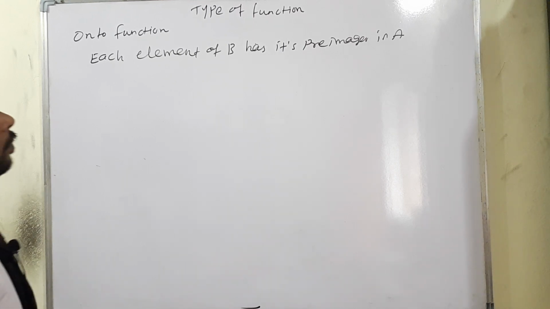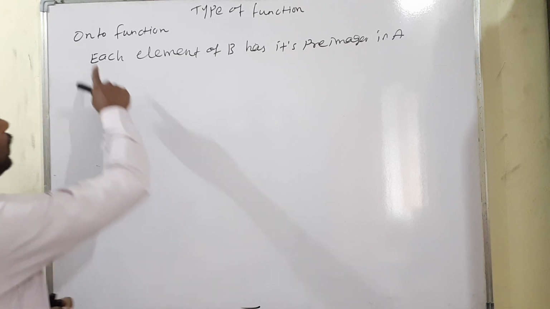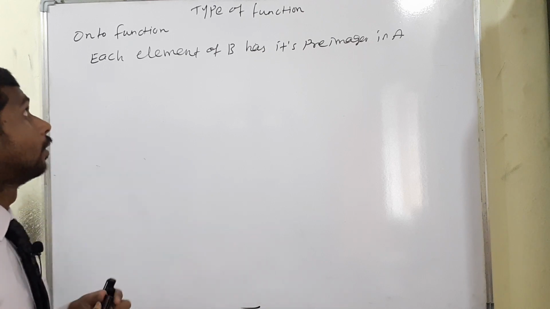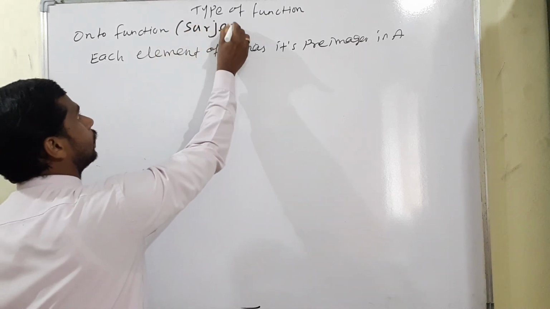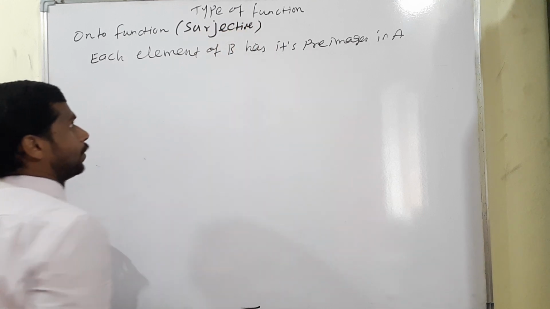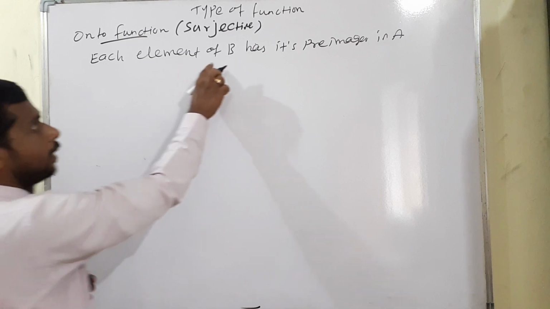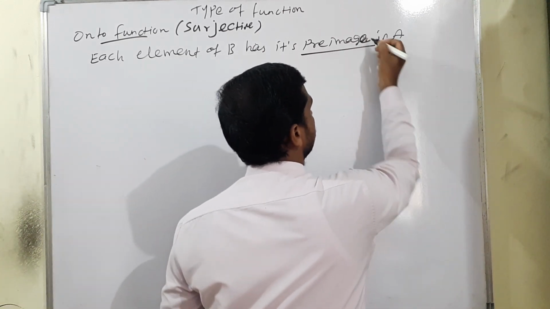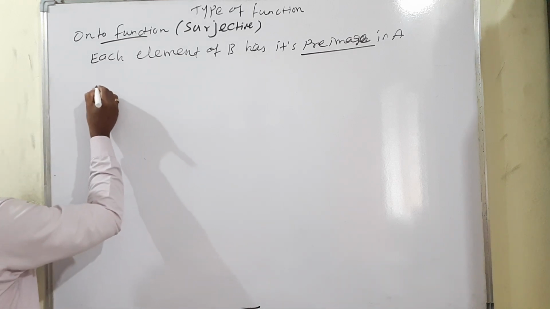I am moving to the second type of function. Second type, what is the name? Onto function. The first one, one-to-one function, has another name, injective, but onto function has another name, surjective, okay. Surjective, what is the definition? Each element of B has its pre-image in A. So, for example, make a diagram.